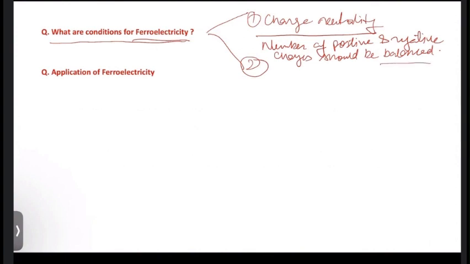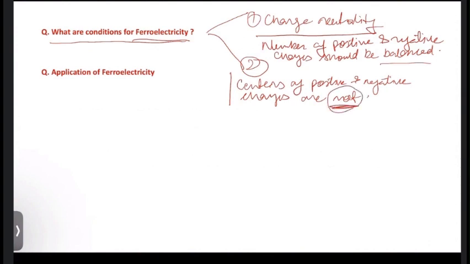Okay, second condition. So understand the second condition and then we will understand through an example. The centers of positive and negative charges are not, this is the main part, not coinciding with each other.